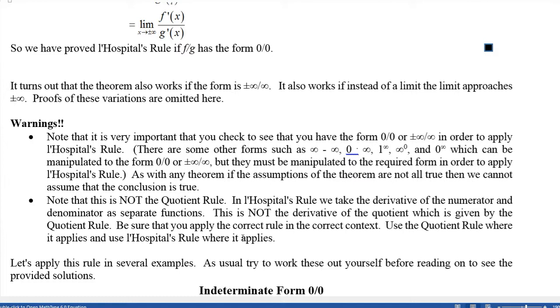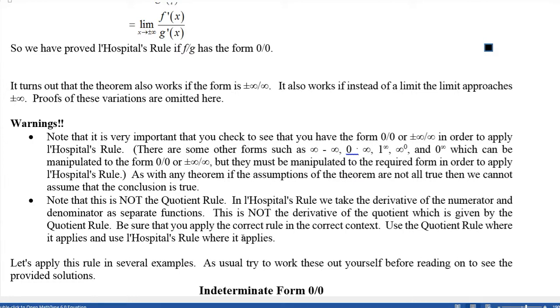Now, there are some other forms we'll see in the subsequent videos, such as infinity minus infinity, 0 times infinity, 1 to the infinity, infinity to the 0, 0 to the infinity. These are also indeterminate forms, and they can often be manipulated to an expression that has the form 0 over 0 or plus or minus infinity over infinity. But you cannot use L'Hopital's rule directly in those other forms. They must be manipulated first to have the form infinity over infinity or 0 over 0 before you can apply L'Hopital's rule. And then the second warning is this is not the quotient rule.